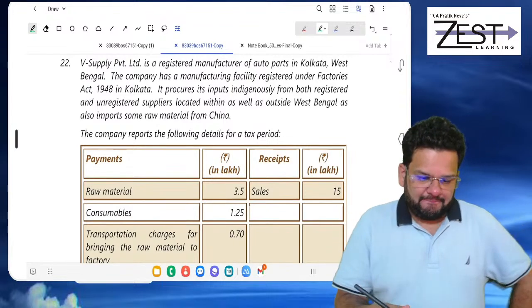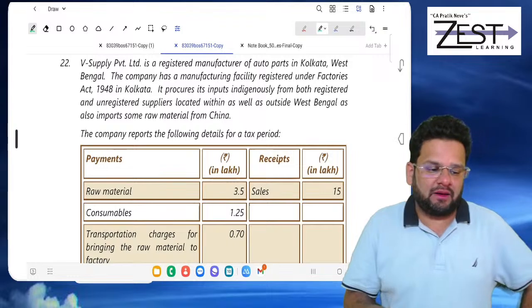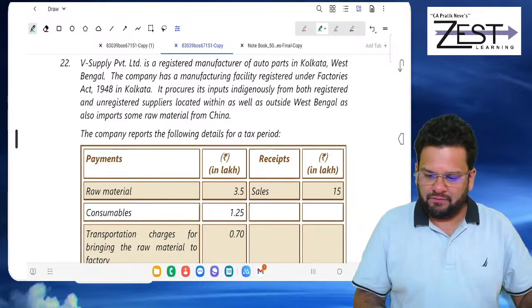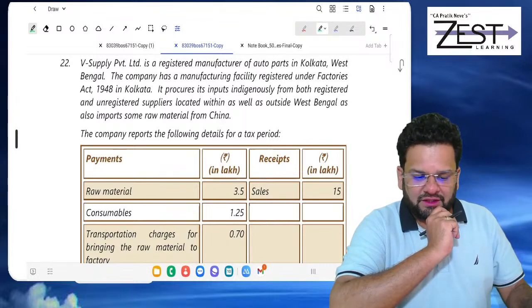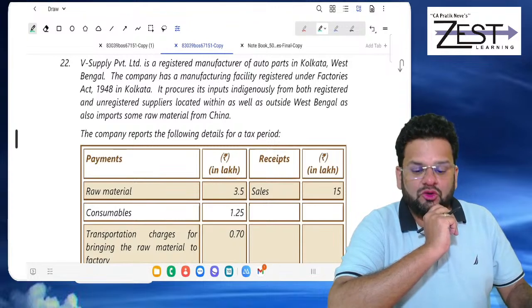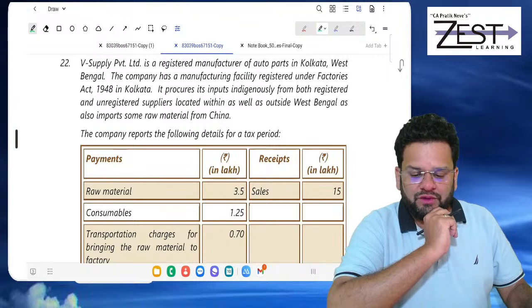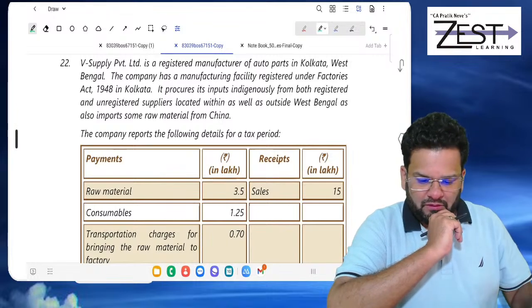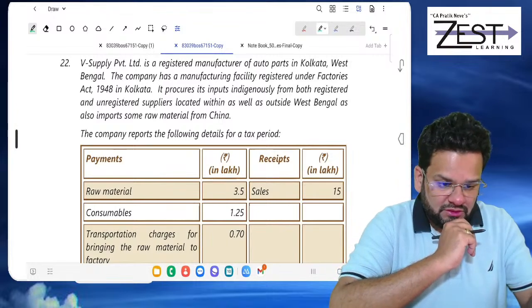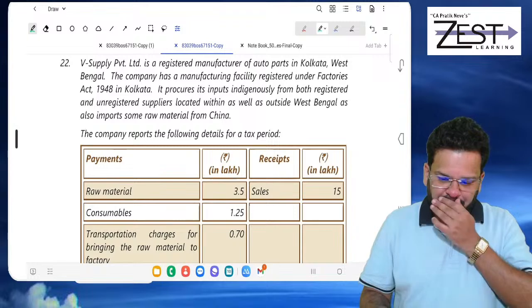We Supply Private Limited is a registered manufacturer of auto parts in Kolkata, West Bengal. The company has a manufacturing facility registered under the Factories Act in Kolkata. It procures its inputs indigenously from both registered and unregistered suppliers located within as well as outside West Bengal, and also imports some raw material from China. Did you understand? So there is going to be IGST also in this case.